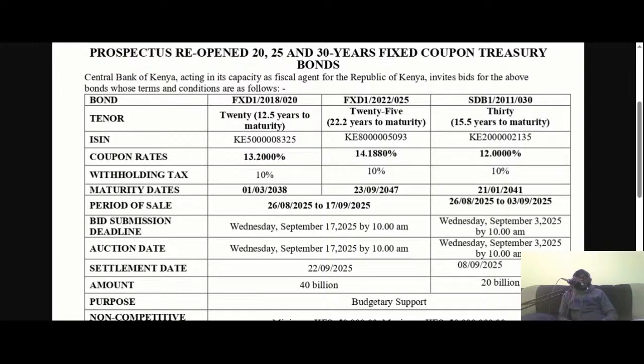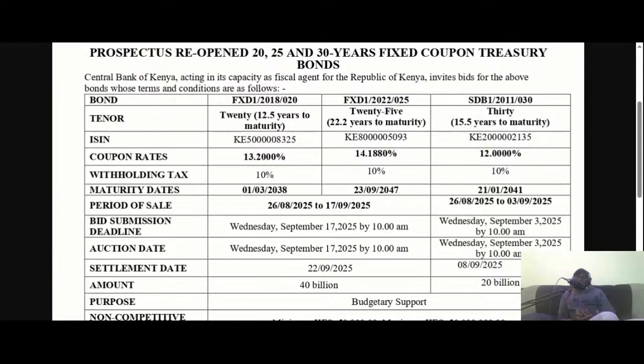Now, let's talk about the coupon rate. The coupon rate for this particular bond is 13.2%. And the coupon rate is simply the return on investment. It is the money that you make from lending money to the government through this particular issue. Now, is 13.2% a good deal at this point in time? I would say it is a good deal.